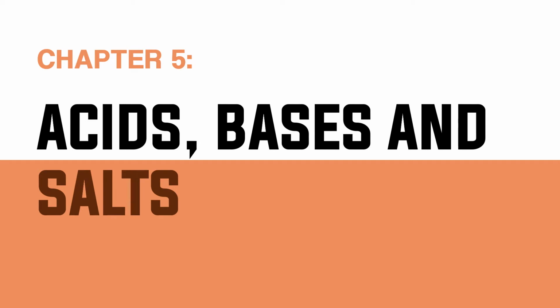Chapter 5, Acids, Bases and Salts. In this lesson, we learned about acids and bases and we studied some natural indicators like litmus, China rose and turmeric. Today we are going to learn another indicator that is not natural, that is an artificial or synthetic indicator called phenolphthalein, and another important reaction called the neutralization reaction.